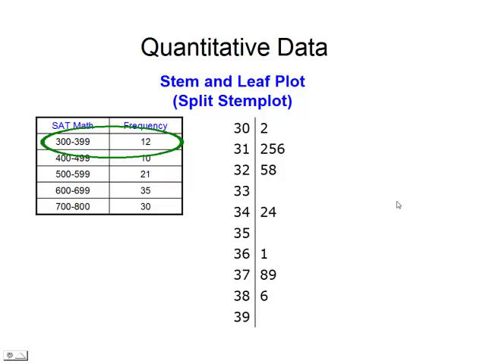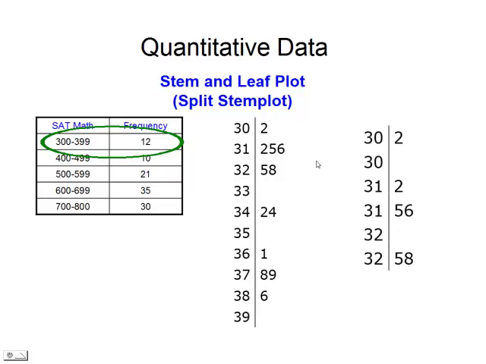Now, we could split the stem plot in case we have a lot of data in a certain range of numbers, like the 310s, and we can break it up into 30 from 0 to 4, and then the second 30 would be from 5 to 9. Same with the 31s and the 32s. So you can notice that the 31s, we have 31.2, which is 312. We have 31.5, which is 315, and 31.6, which is 316.